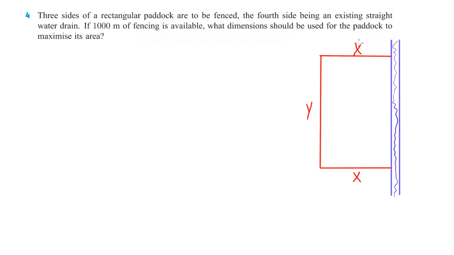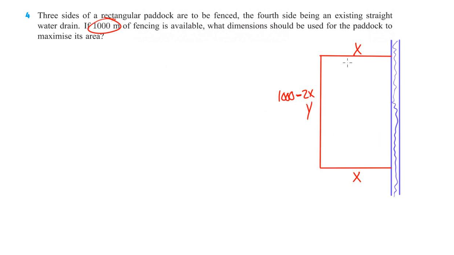So let's just say we choose this. If we know that this side here is X, we know we have 1,000 total meters of fencing, right? So this Y is going to be the same thing as 1,000 meters minus these two X's. That's going to be the same thing as Y, right? Because we know that we have 1,000 total meters.